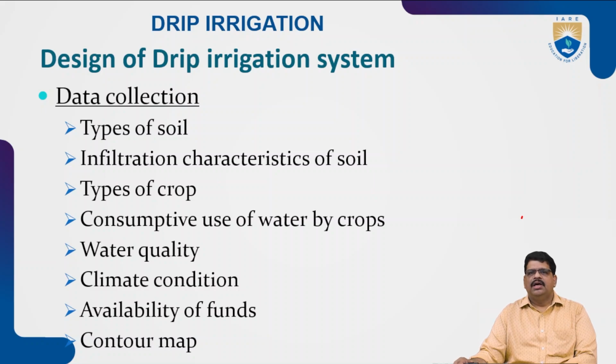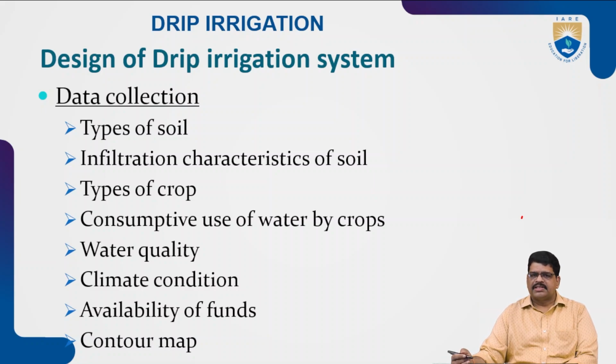So this one is the best example: which type of crops, food crops, commercial crops, and vegetable crops. For these types of crops during the cultivation time, the requirement of water will be different. Each crop has a different type of water requirement.